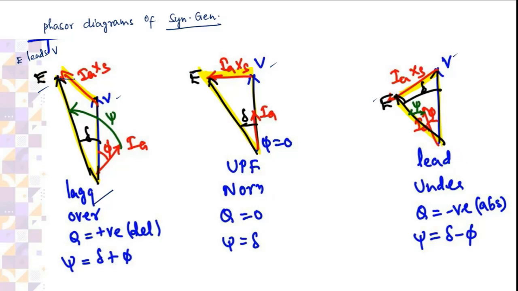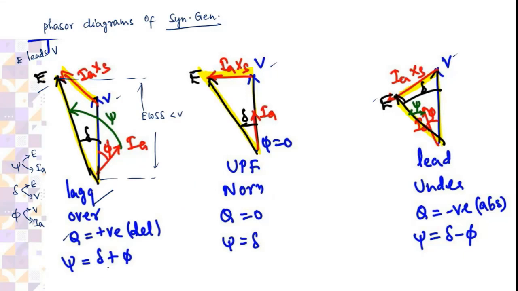And no doubt here you see the height E cos delta is going to be less than V. So if E cos delta is less than V, Q is positive, it delivers the reactive power. Psi is the angle between internal voltage and current. Delta is the angle between terminal voltage and generated EMF. Phi is the angle between terminal voltage and the armature current.